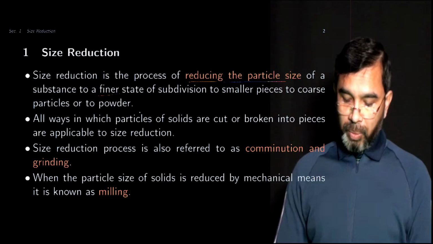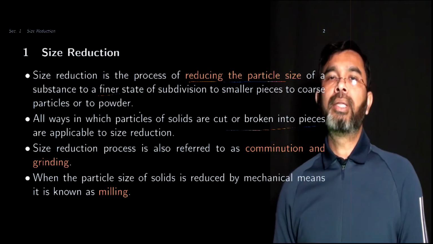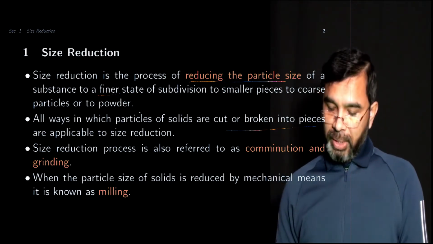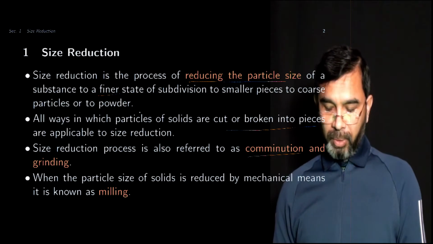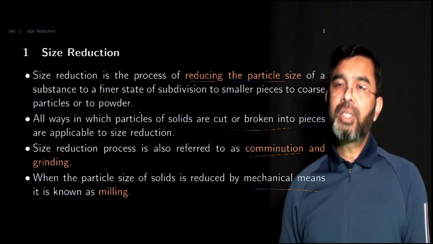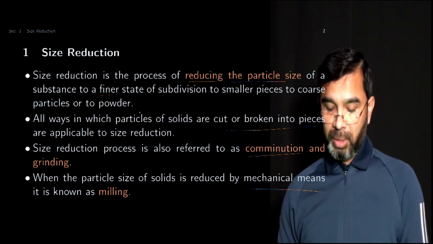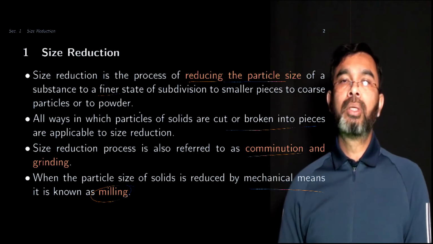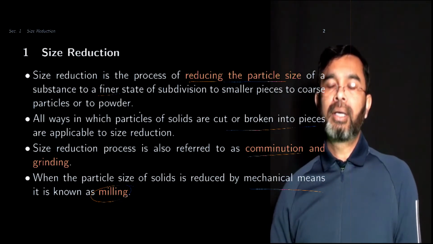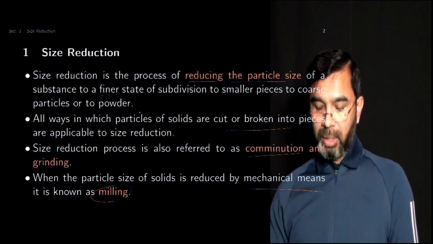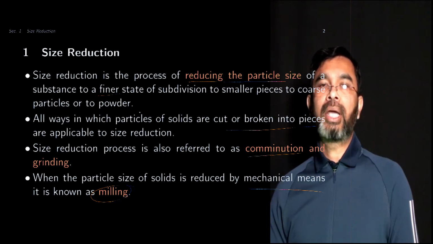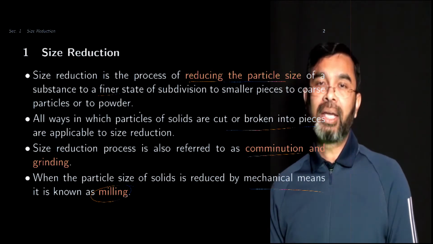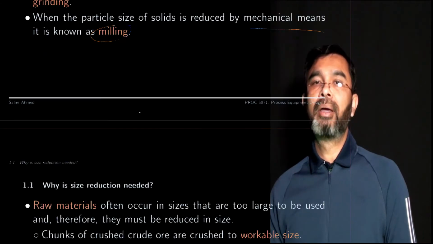Now, different ways to cut or break particles are included within the domain of size reduction. It's also referred to as comminution and grinding. When the particles are reduced by mechanical means, the process is often called milling. So if you go to the mining industry, you will hear the term milling a lot, because typically the size reduction techniques applied in the mining industry are mechanical, and those are termed the milling process.